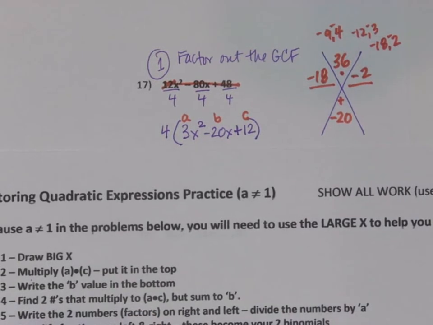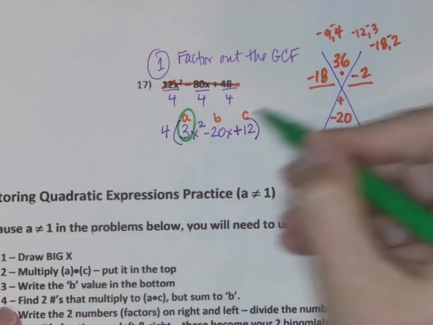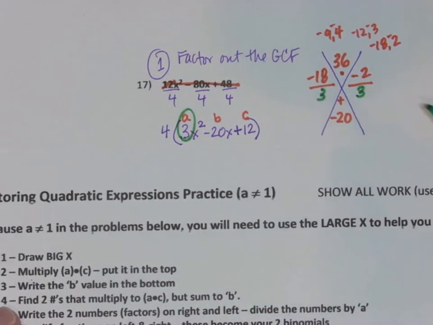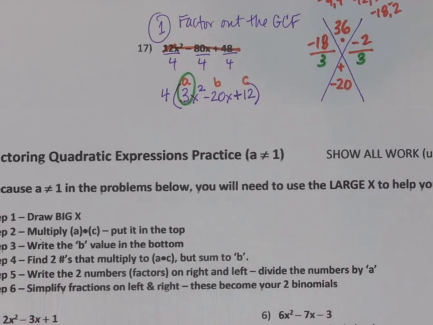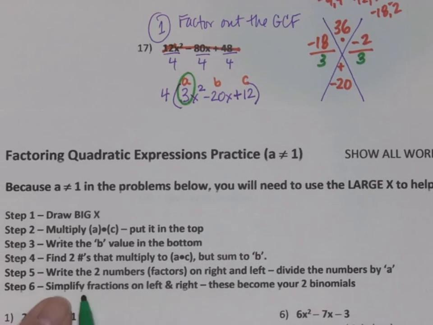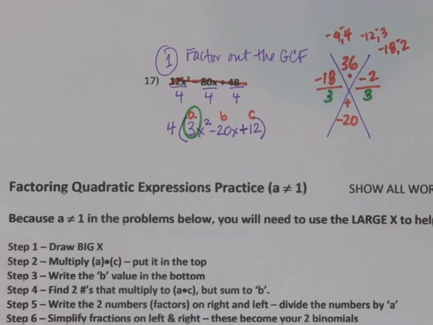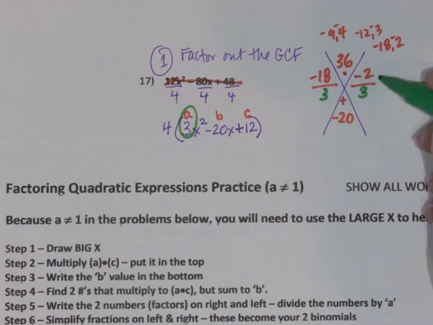And then just remember that we're dividing by a, and our a value now is this 3. Okay, so we're dividing by that. And if we can, we're going to simplify the fractions. So the step 6 in our steps down here say simplify the fractions on the left and the right. Those are going to become our two binomials. So if I can simplify it, I will. This one actually cannot be simplified. I'm just going to throw the x next to the number in the denominator.